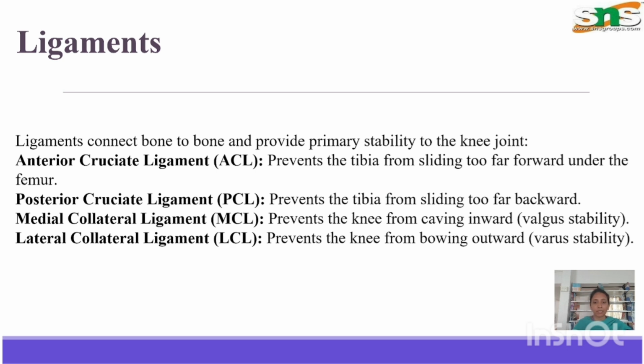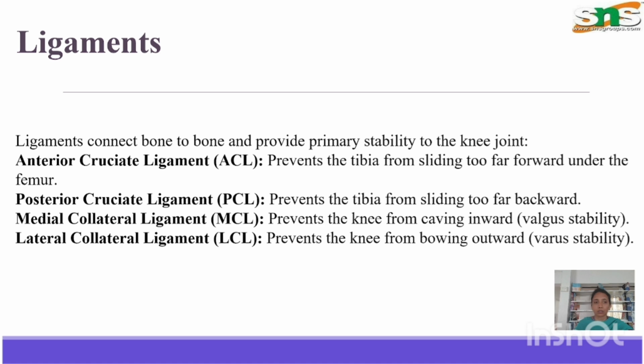The posterior cruciate ligament, PCL, prevents the tibia from sliding too far backward, so the tibia cannot be dislocated posteriorly in the presence of the posterior cruciate ligament. And the medial collateral ligament prevents the knee from caving inward. So valgus stability is provided by the medial collateral ligament. The lateral collateral ligament, LCL, prevents the knee from bowing outwards, which is varus stability. It is provided by the LCL. So these are the major ligaments that give primary stability to the knee joint.